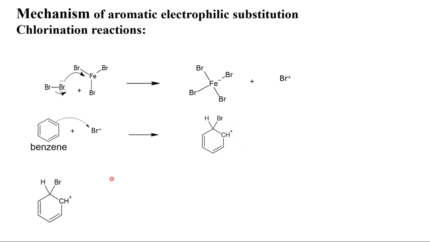Step 3. Regaining aromaticity. The FeBr₄⁻ complex abstracts a proton, H⁺, from the sigma complex. As the proton is removed, the benzene ring regains its aromaticity, and bromobenzene, C6H5Br, is formed. At the same time, FeBr₃ is restored, allowing the reaction to continue.